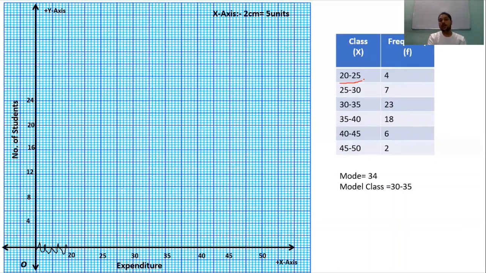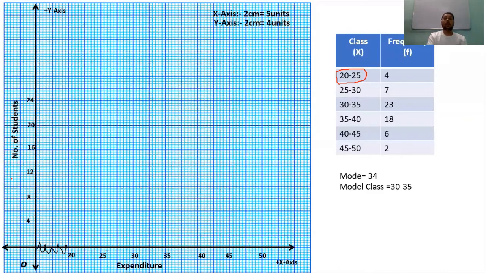Look here at the class interval. We have 20 to 25 given, so we'll take 2 centimeter as 5 units here. Then take along the y-axis, which is your frequency, 2 centimeter equal to 4 units. So 2 centimeter we are going to take as 4 units here.